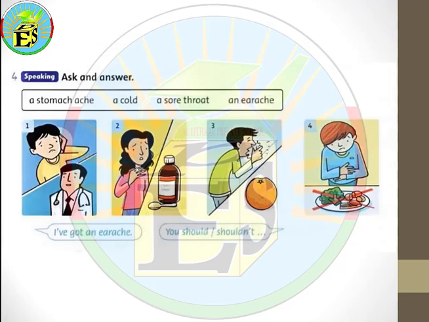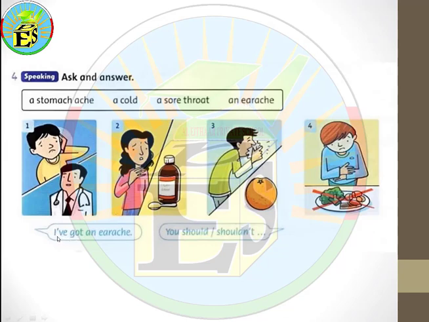So now we will move to task number 4. This is a speaking task. Ask and answer. We have 4 words in here. The first one is a stomachache. The second one is a cold. The third one is a sore throat. The fourth one, an earache. We will start with picture number 1. Look at this boy. He's putting his hand on his ear, and there is a doctor in the same picture. So, what's the matter with this boy? He has got an earache. Look at the speech bubbles down here.